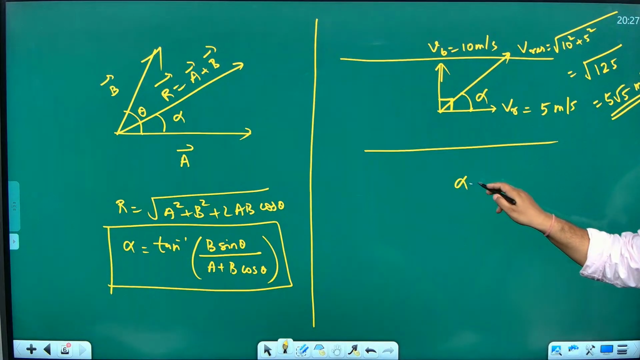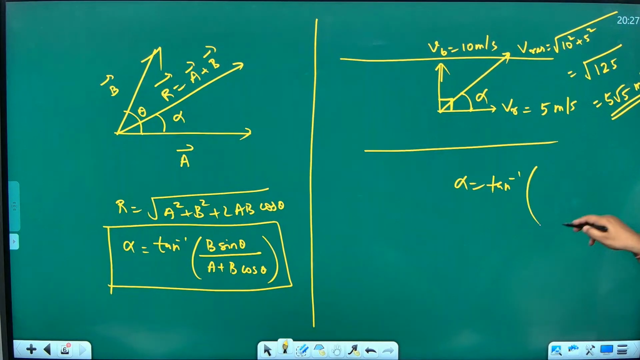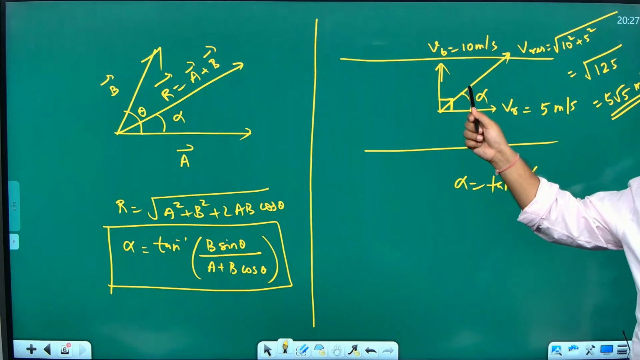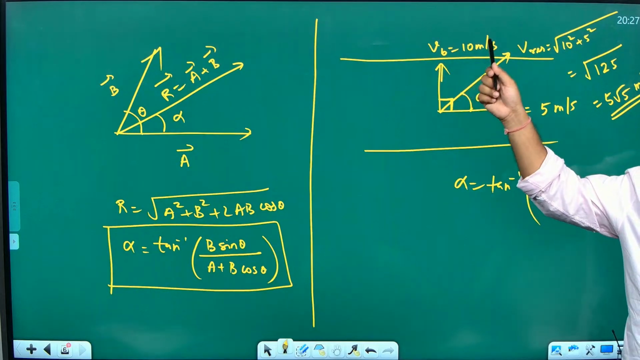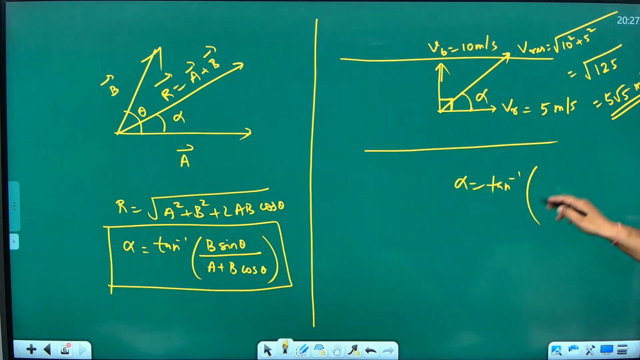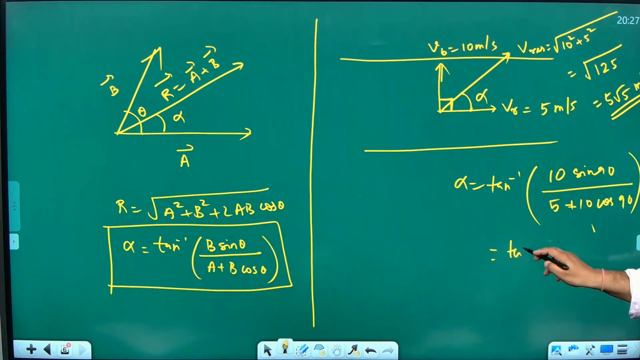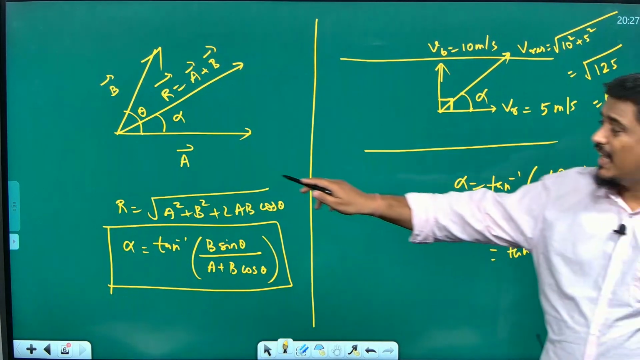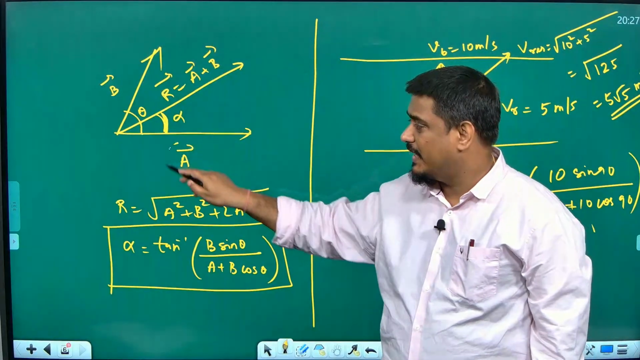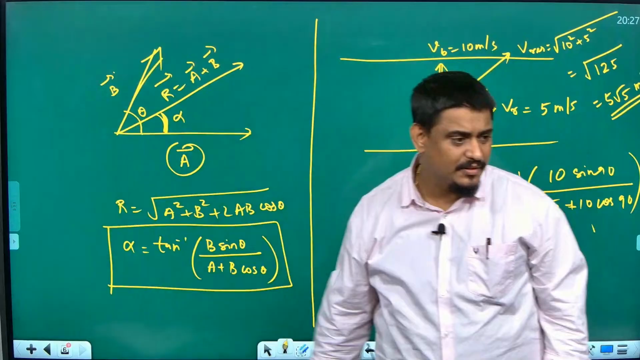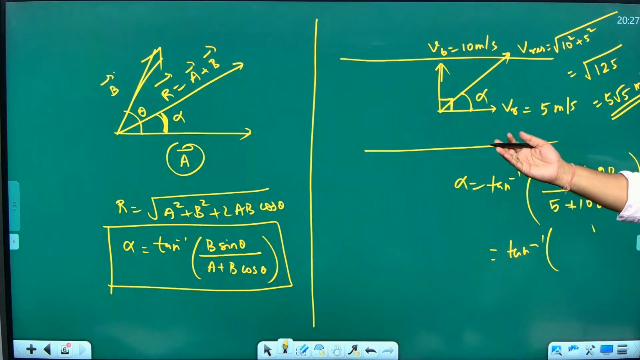So what will be alpha? Alpha is tan inverse of B sin theta by A plus B cos theta. Now what is A and what is B? I told you. A is the side attached with alpha. So A will be 5 here, B will be 10 here. Are you getting my point? So it will become 10 sin 90 by 5 plus 10 cos 90. You understand what I have done now? I said which side is attached with alpha, that is A, not attached is B, right? Alpha is the angle of the resultant. That's how we derived.